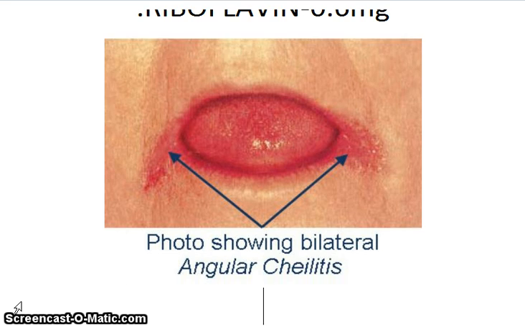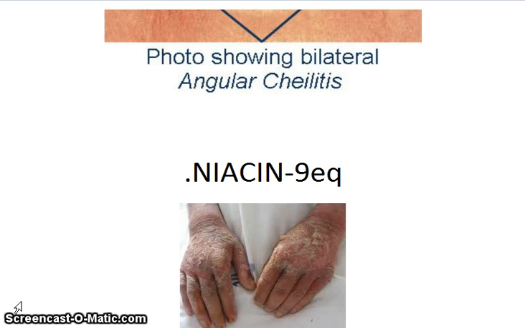Next is niacin or vitamin B3. It mainly causes pellagra when intake is less than 9 milliequivalents per day, and the symptoms of pellagra are pigmented rash of sun-exposed areas, bright red tongue, diarrhea, apathy, memory loss and disorientation.